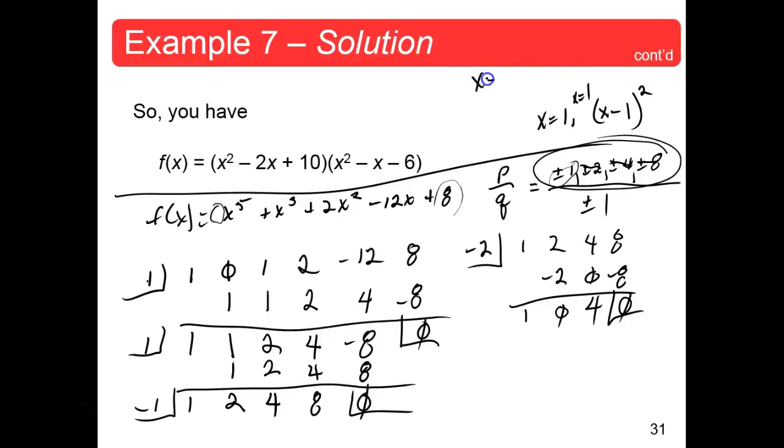x equal negative 2 is a zero. What would be the accompanying factor? x plus 2 is the other factor. Very good. These factors go together. These zeros go together. Now, once you get to three numbers here, what does that represent, by the way? x squared plus 0x plus 4. That's a quadratic.